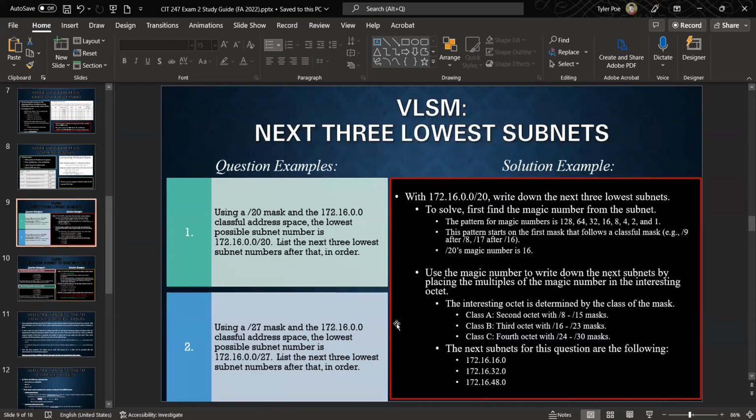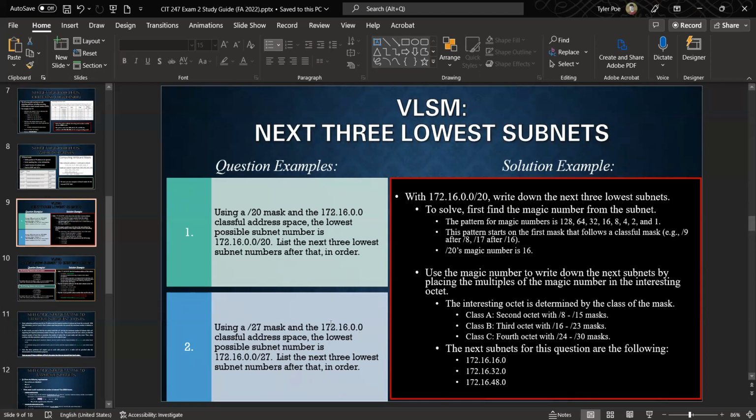So we determine what class the mask is in, which one is the interesting octet. Slash 27 is a class C address. It comes after slash 24. Therefore, the fourth octet is the interesting one. Therefore, for our next subnet, we just add the magic number to the interesting octet of this classful address space.